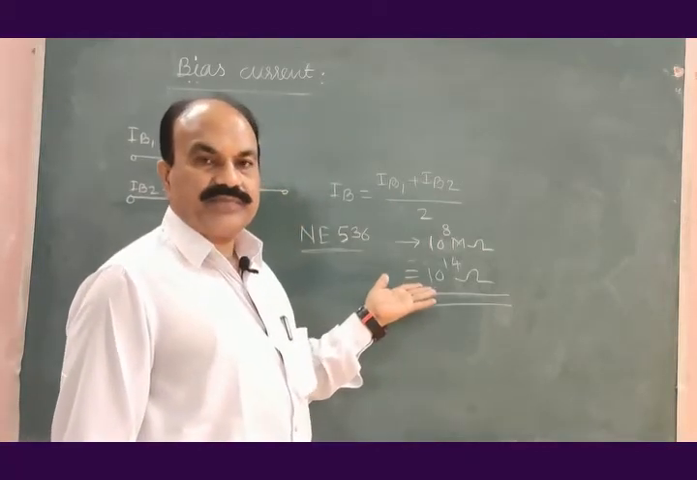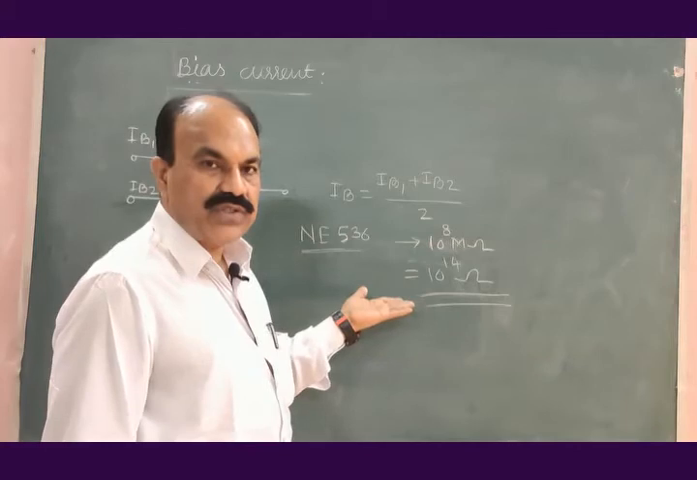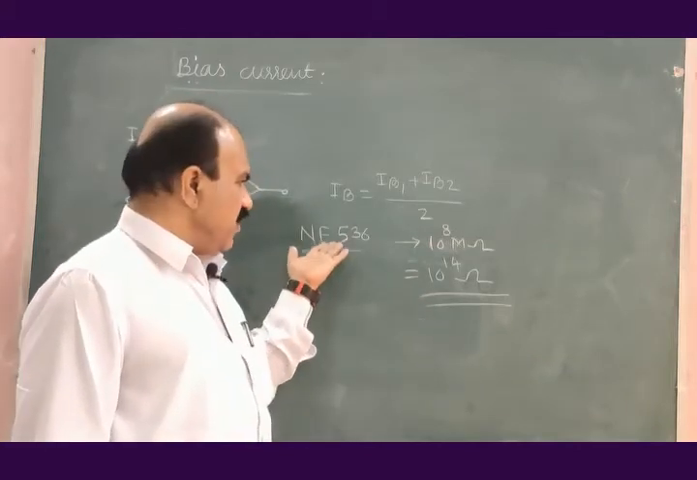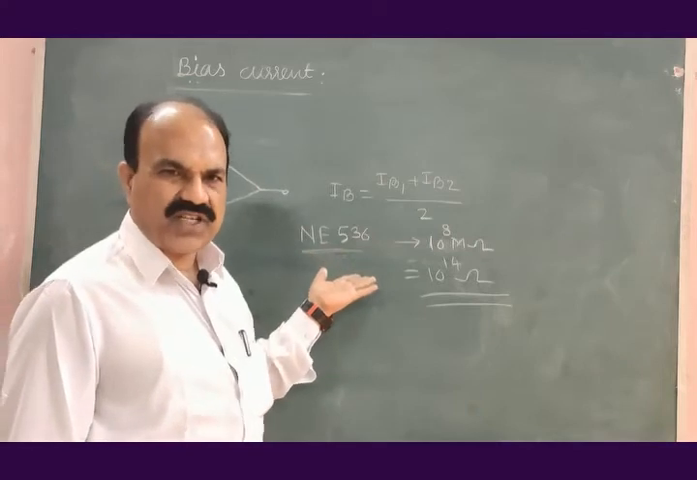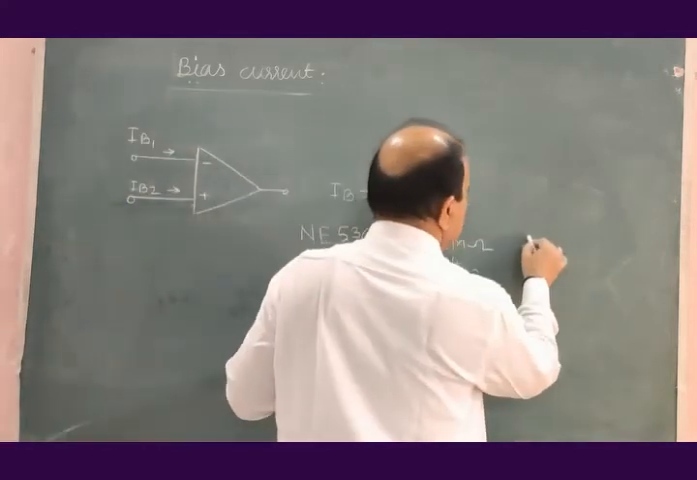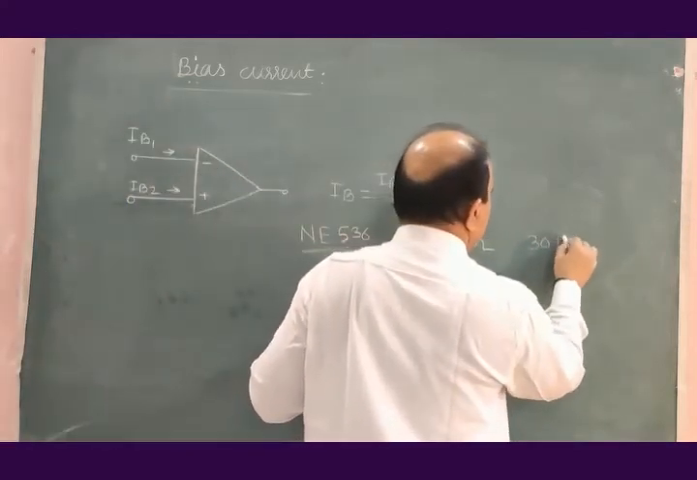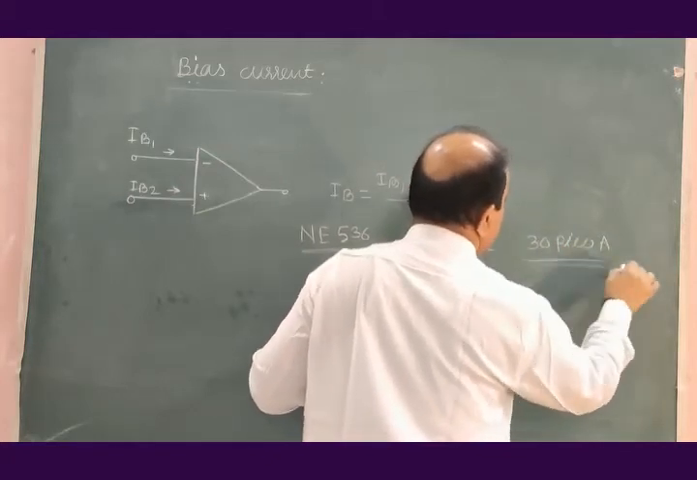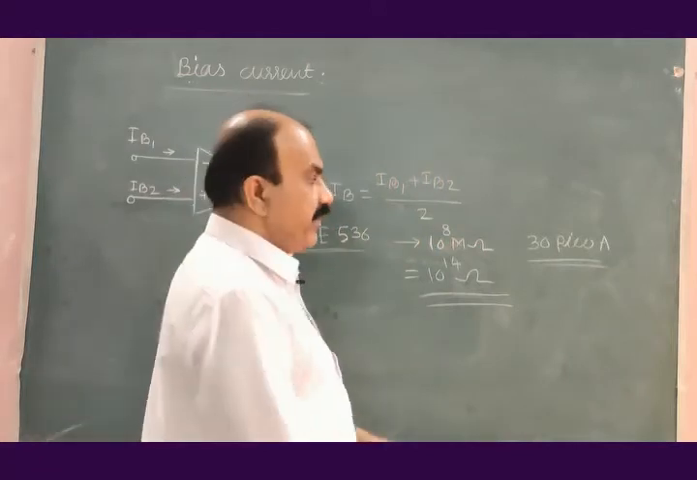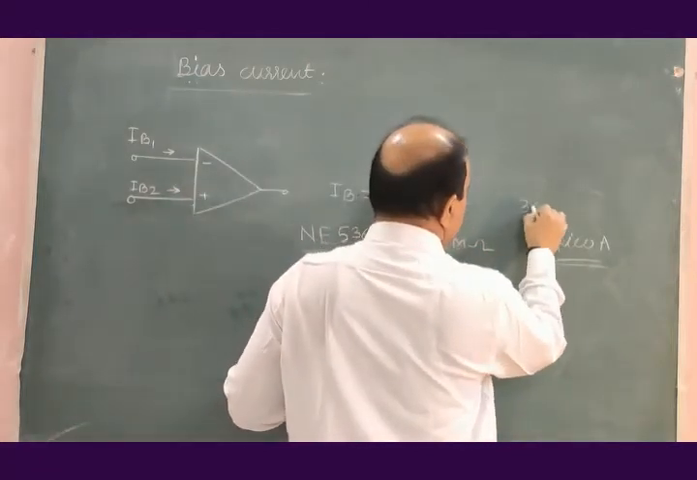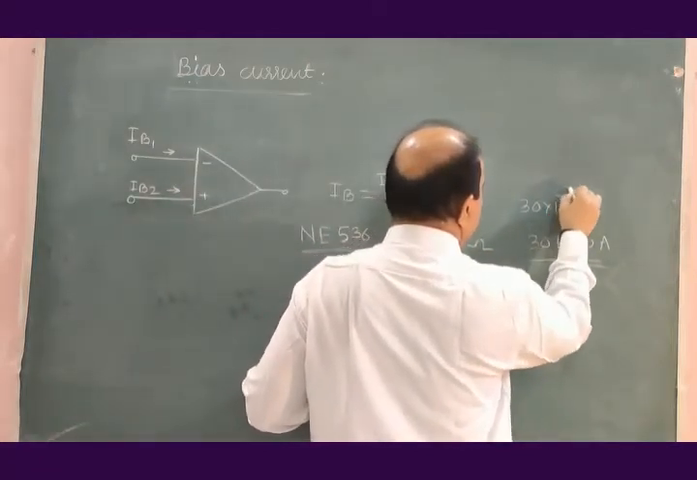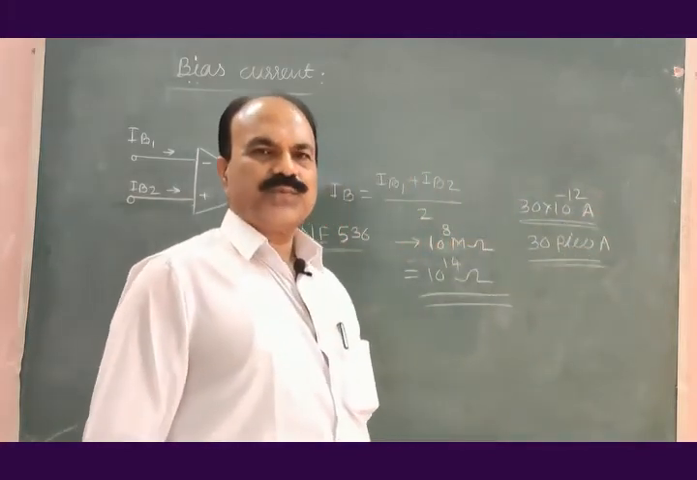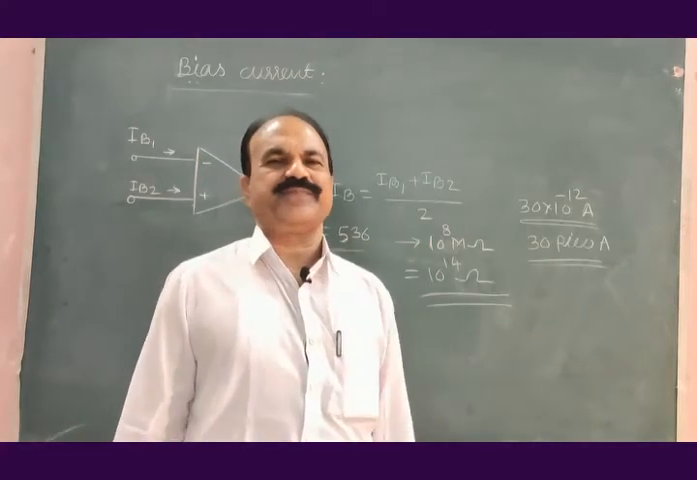If we observe the input bias current or just the bias current of this NE536 operational amplifier, it is about 30 picoampere. 30 picoampere, 30 into 10 to the power minus 12 ampere. Too small.